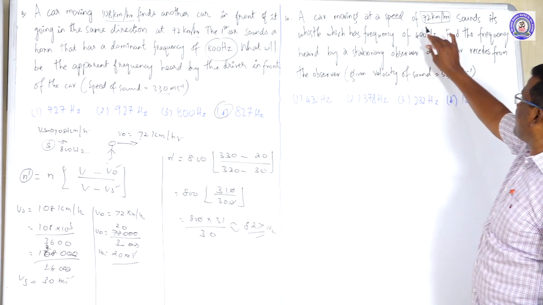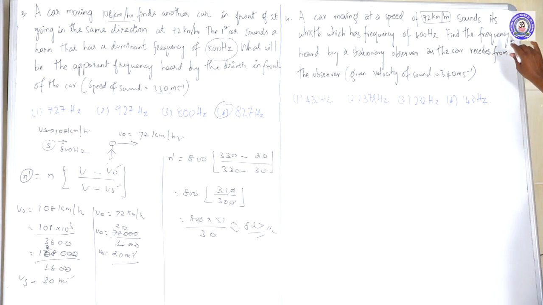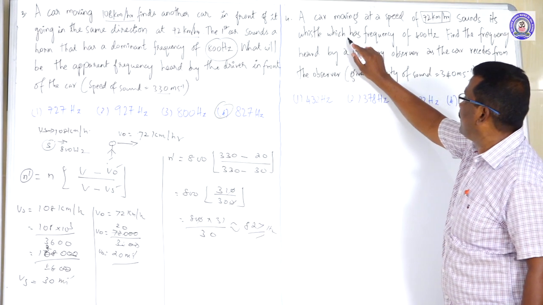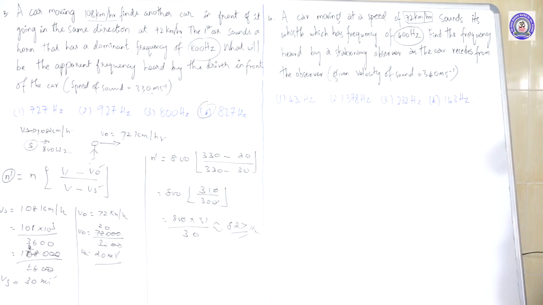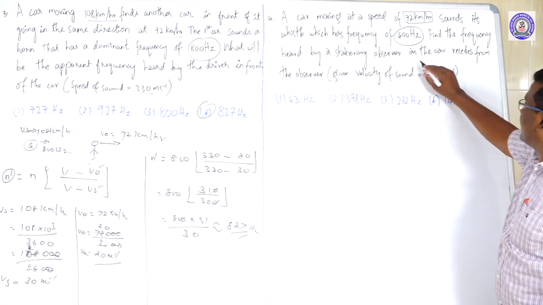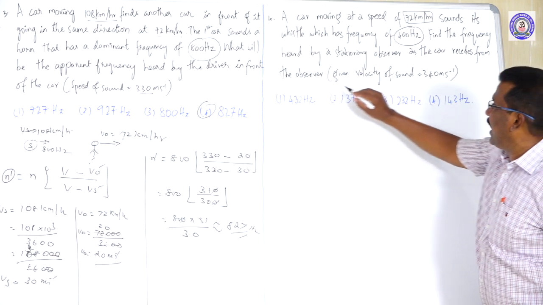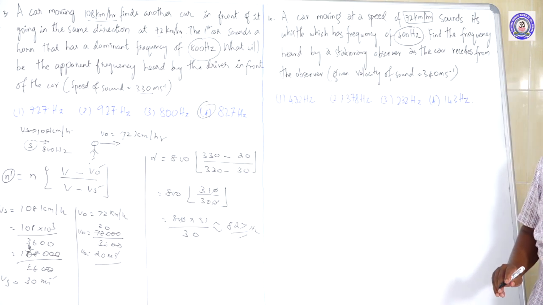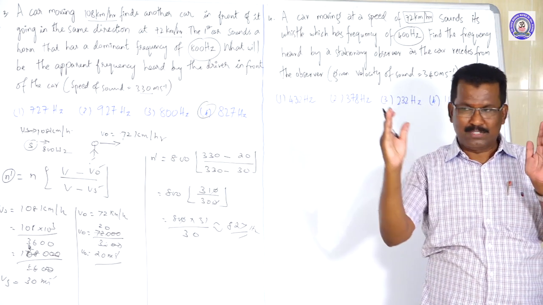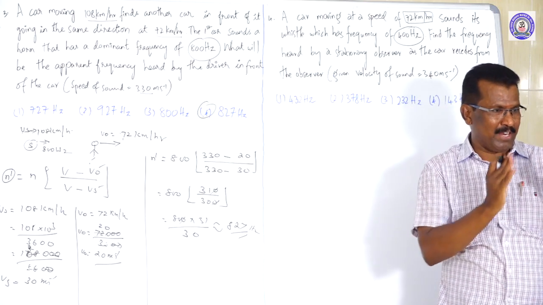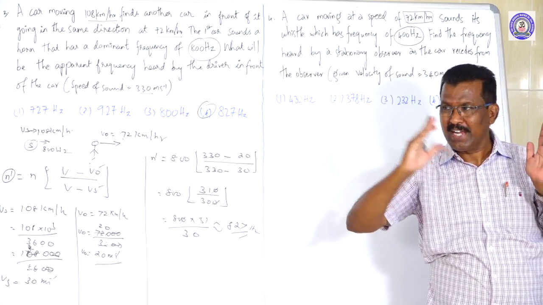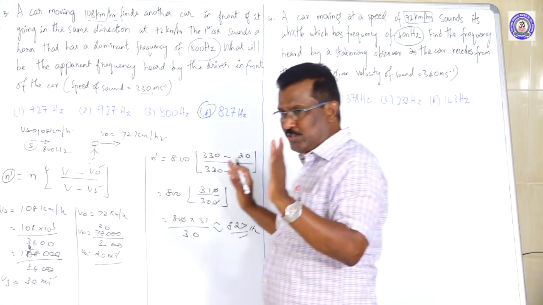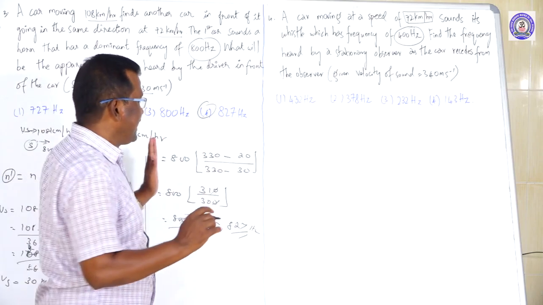A car is moving at a speed of 72 kilometer per hour. It sounds its whistle, which has a frequency of 400 hertz. Find the frequency heard by the stationary observer. Again, the observer is stationary, as the car recedes away from the observer. In this case, the source is not moving towards the observer. The observer is stationary, the source recedes away, that means moving away. First, listen to the situation and write down the equation.